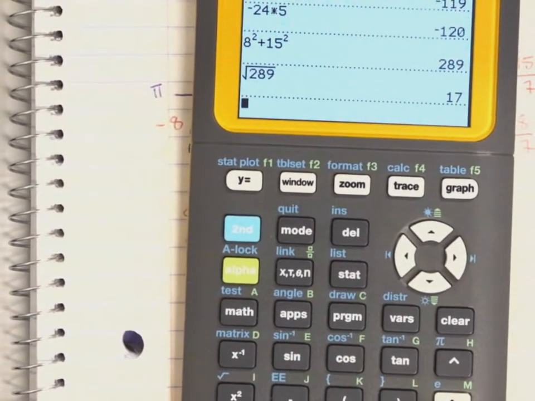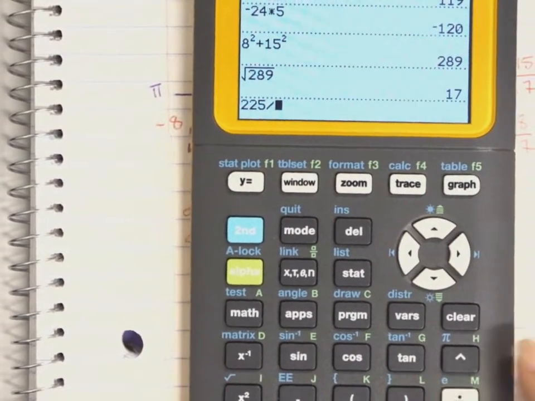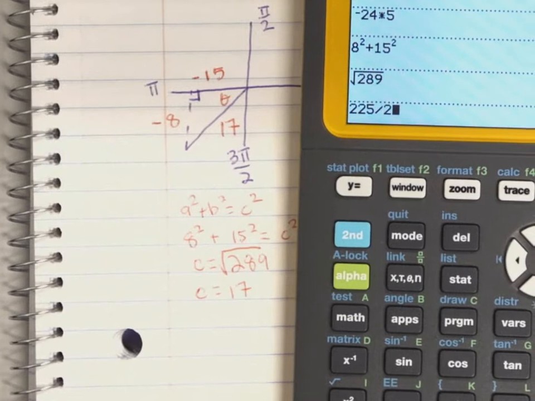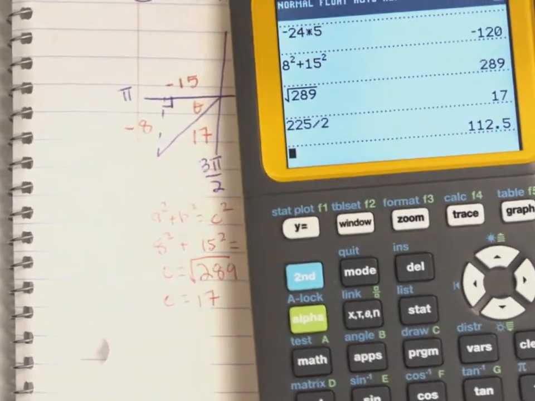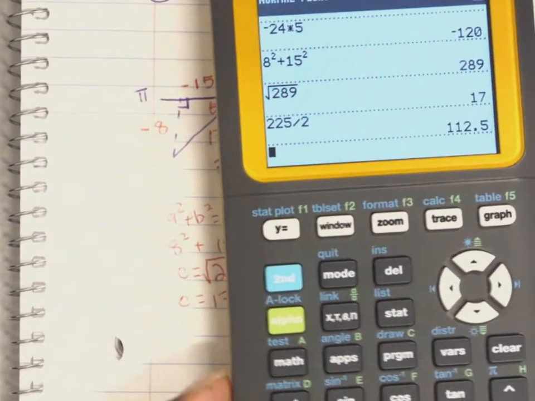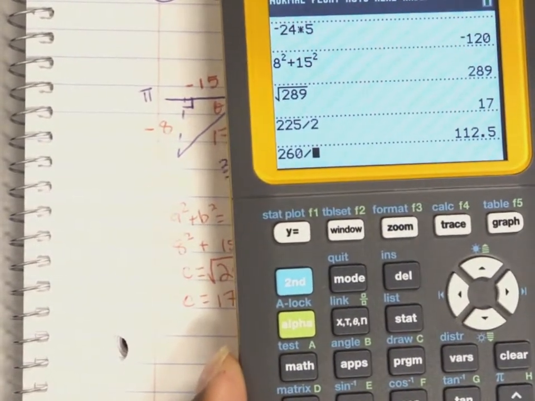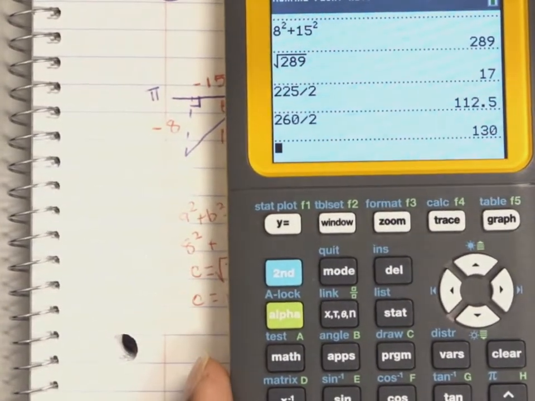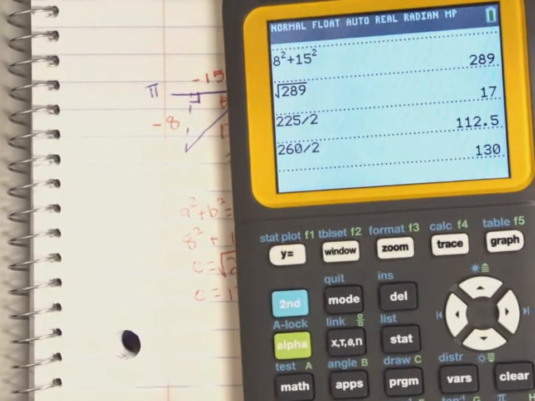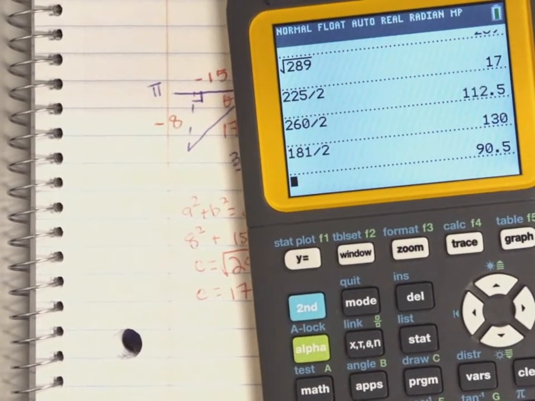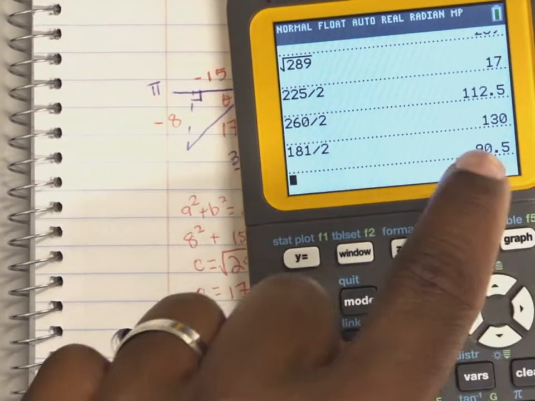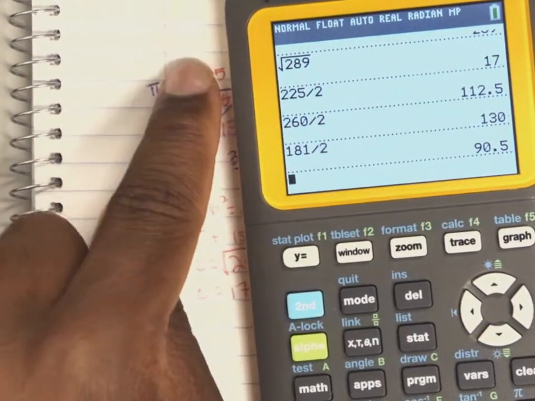So let's say this was 225, which is greater than 180 and in the third quadrant. If I did half of that, it would be 112.5, which is in the second quadrant. If I did 260, which is in the second quadrant, and divided it by 2, 130 is in the second quadrant. If I did 181 and divided it by 2, it's a little bit bigger than 90, so it'll be in the second quadrant.